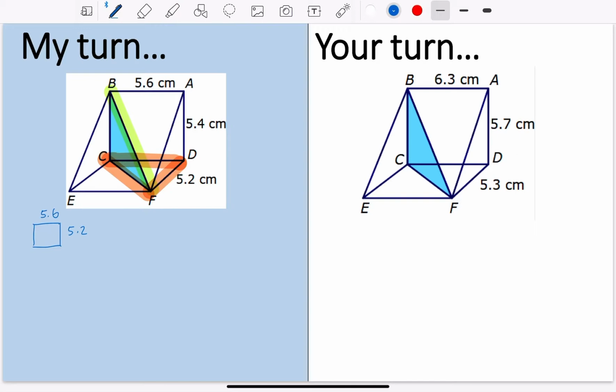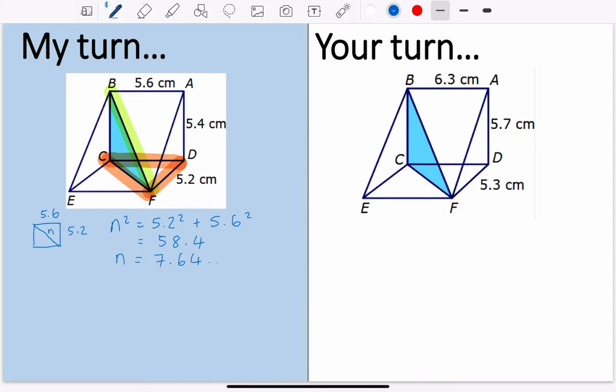So now I can use Pythagoras because I want to find the diagonal n, which then exists as the hypotenuse of a right angle triangle. So I get n squared is equal to 5.2 squared add 5.6 squared. That's going to give me a total value when I type it into the calculator of 58.4 for n squared, which when I square root it is going to give me a value of 7.64.